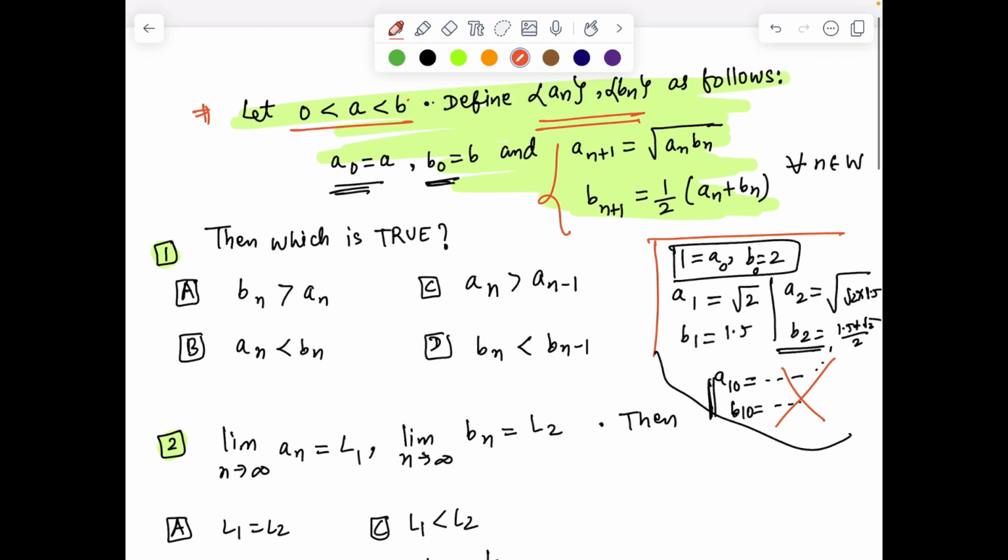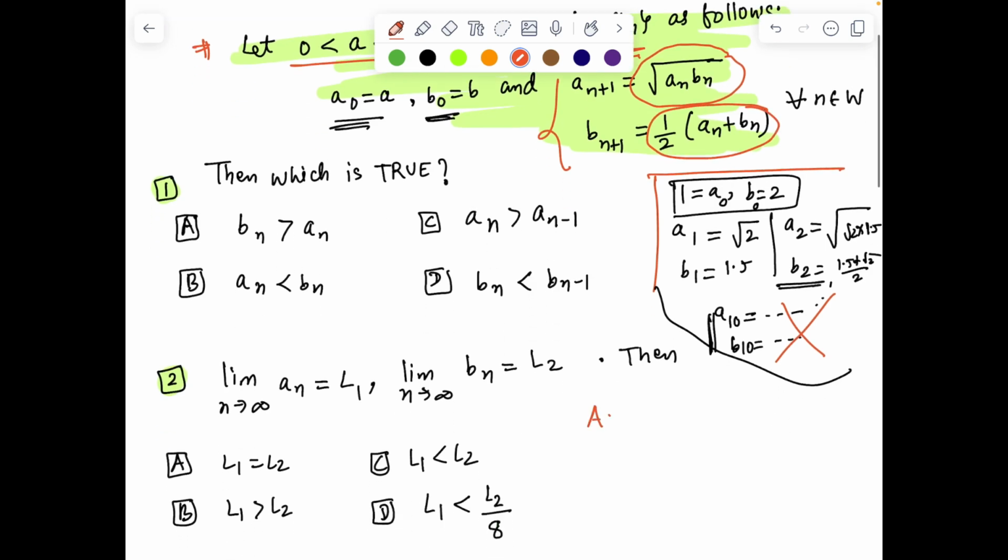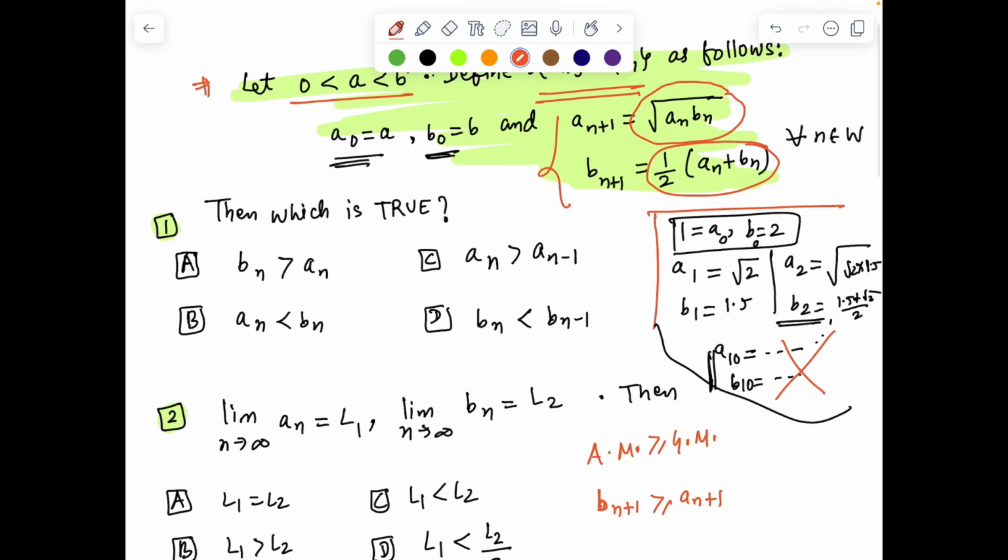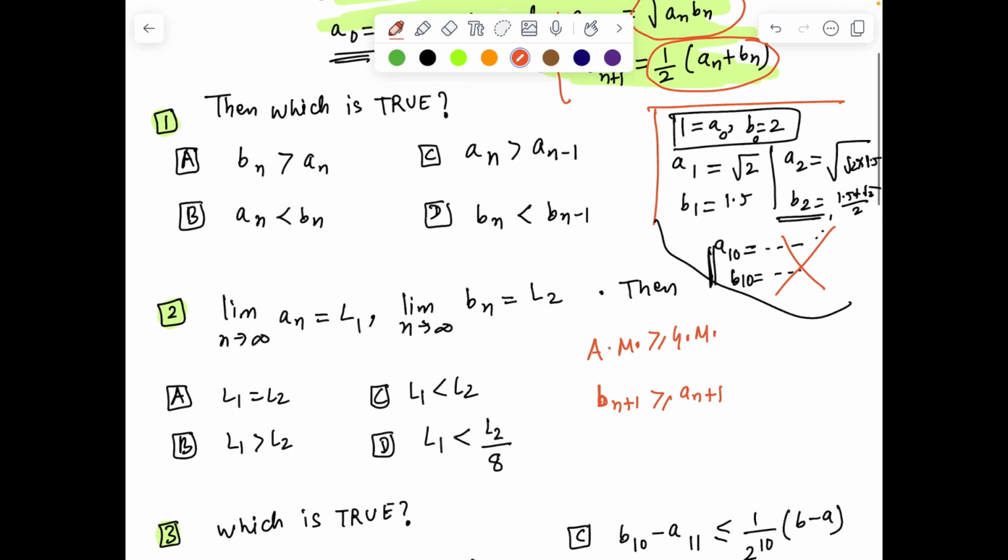The first way to relate this is clearly the AM-GM inequality, because as you can see, this is the geometric mean of two quantities and this is the arithmetic mean of two quantities. So we know from the AM-GM inequality, arithmetic mean is greater than or equal to geometric mean. So that shows b(n+1) is greater than or equal to a(n+1). Now here equality will not happen because the terms are not equal.